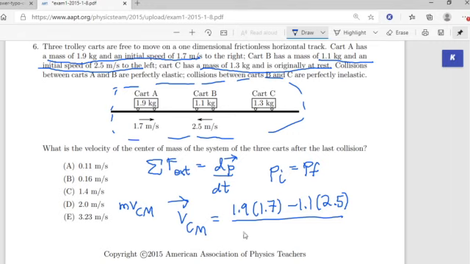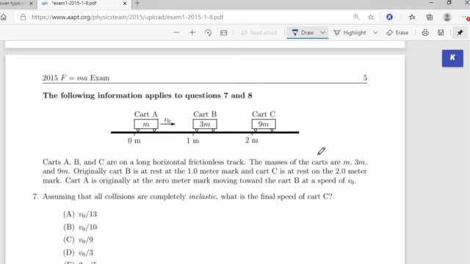So then adding up all the masses, we get 1.9 plus 1.1 plus 1.3, and I have to plug this in. So 1.9 times 1.7 minus 1.1 times 2.5, all of which is divided by 1.9 plus 1.1 plus 1.3, and this should give us 0.11 meters per second. So the correct answer is A. Okay.